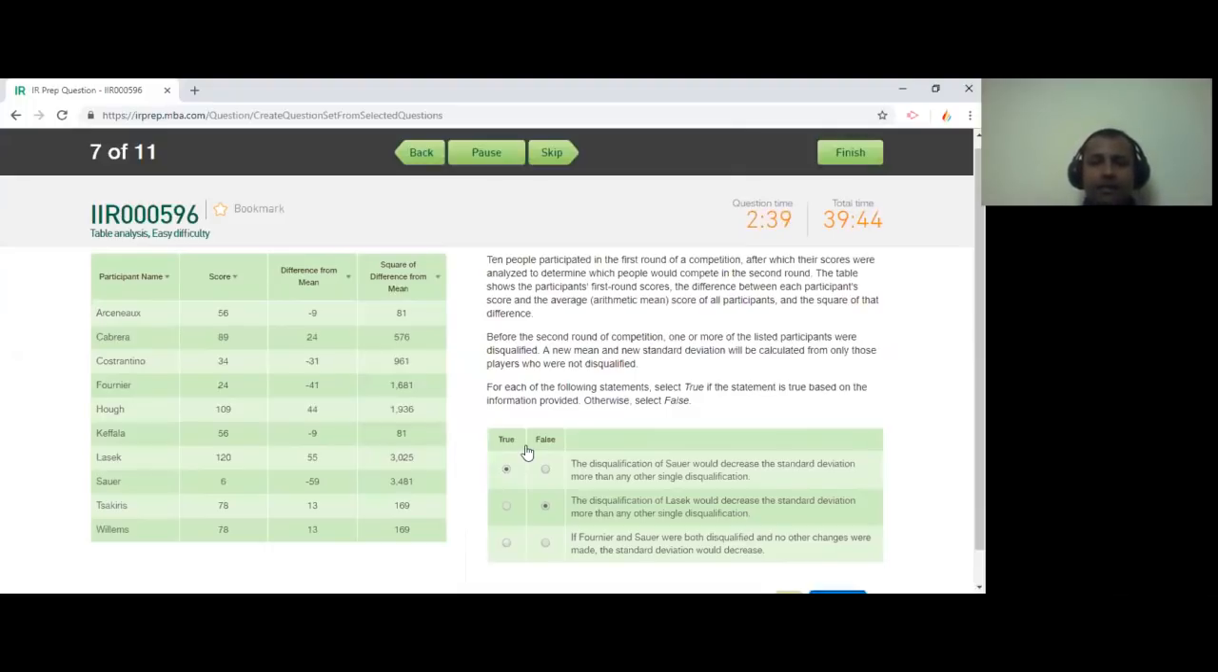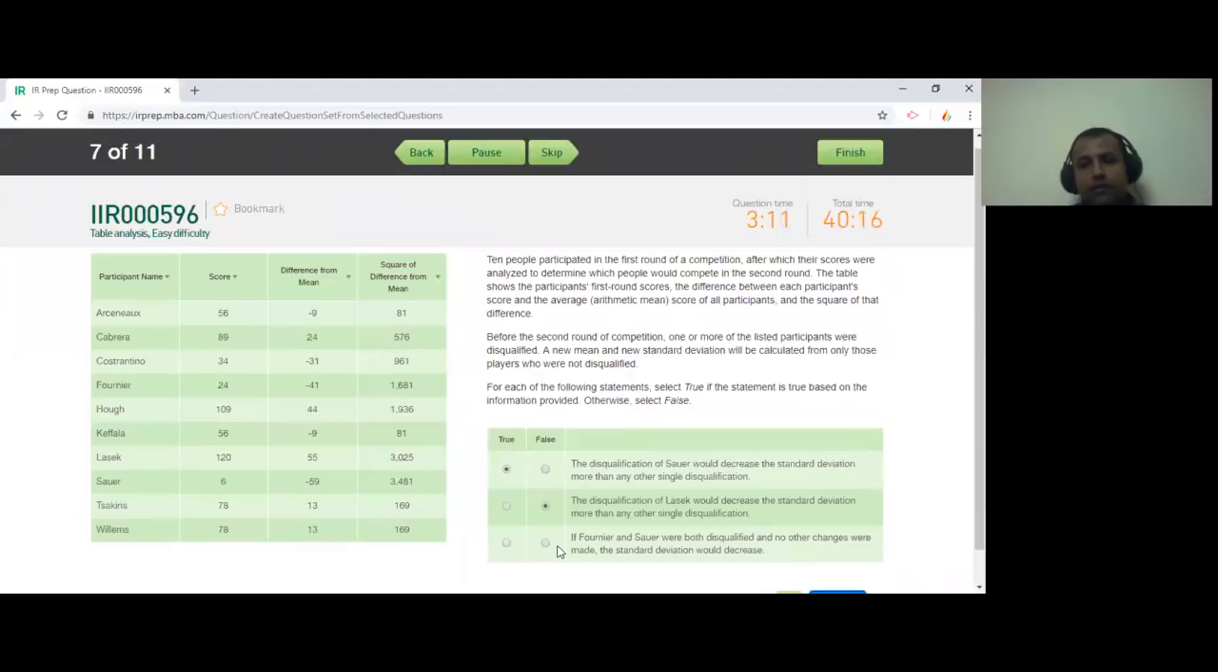So essentially, on a very basic level, to calculate standard deviation I take the average of the square difference from the mean. I'm doing the average of the square deviation, and if I'm removing the numerically highest term, that will decrease it the most. Yeah, absolutely. The third statement: if Fournier and Sawyer were both disqualified and no other changes were made, standard deviation would decrease.